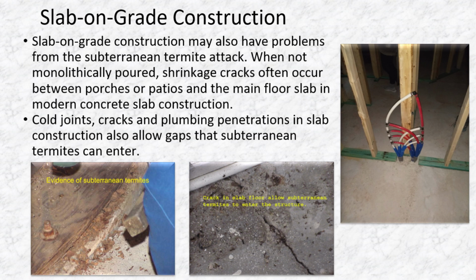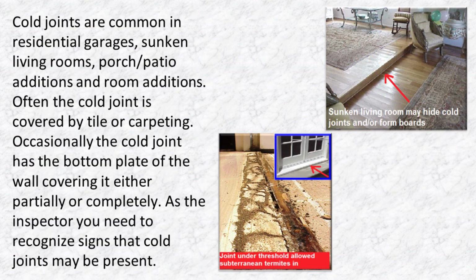Slab-on-grade construction. Slab-on-grade construction may also have problems from subterranean termite attack. When not monolithically poured, shrinkage cracks often occur between porches or patios and the main floor slab in modern concrete slab construction. Cold joints, cracks, and plumbing penetrations in slab construction also allow gaps that subterranean termites can enter.